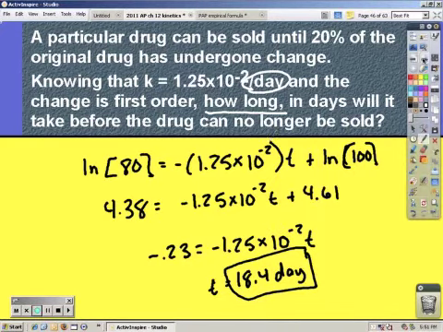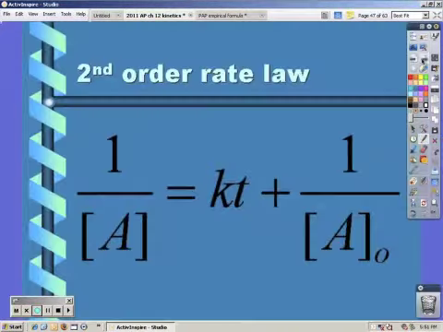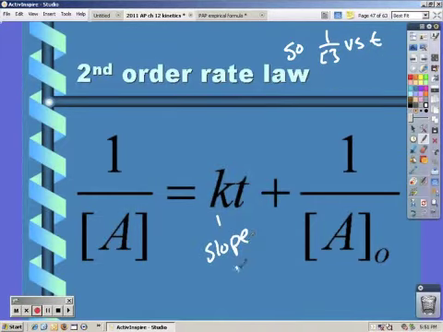Okay, so that's all first order. Second order is going to be 1 over concentration is equal to kt plus 1 over initial concentration. So still in that y equals mx plus b format. And so 1 over concentration versus time, if that gives us a straight line, it's second order. Notice that k is positive in this case, so slope is positive.